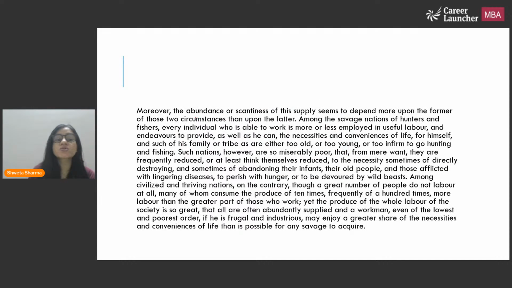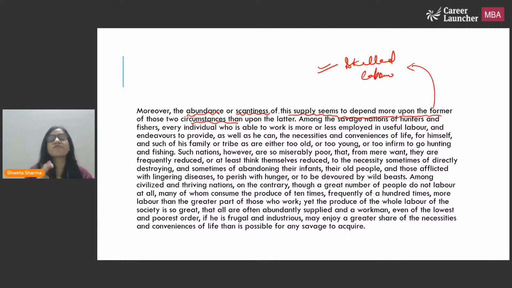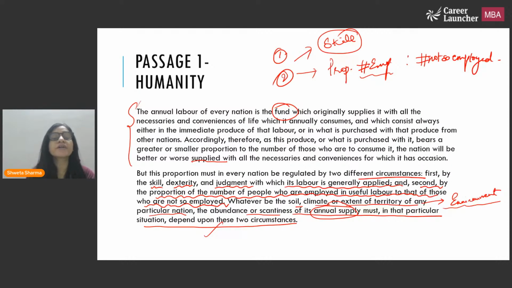Moreover, the abundance or scantiness of this supply seems to depend more upon the former of these two circumstances. So it means, more importantly, what it depends on is the labor skill. That is the skilled labor. That is what they're looking for. Whatever country wants to import that fund, the allocated fund, the labor they get under that fund is full of dexterity. That person should be skilled. He should be judgmental. He should be good at decisions.